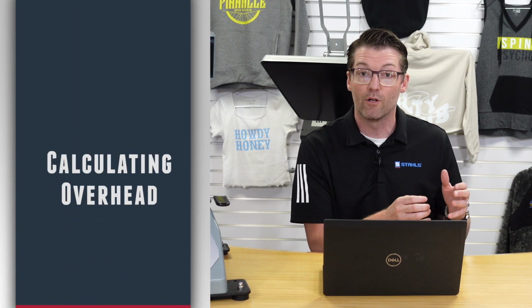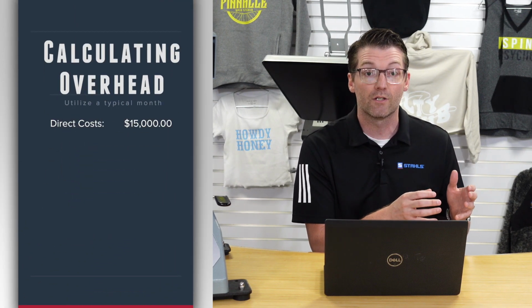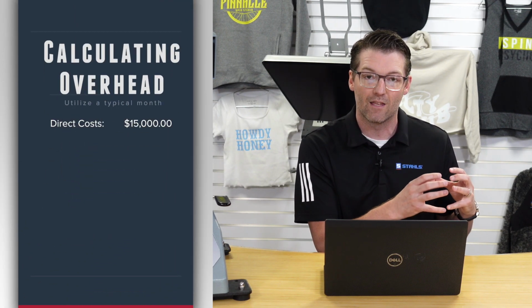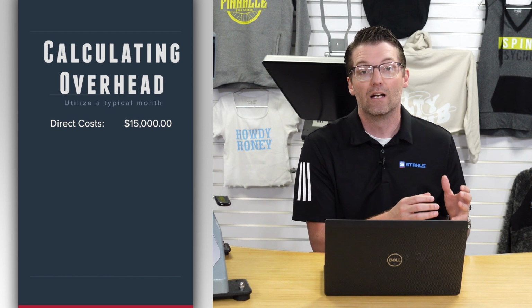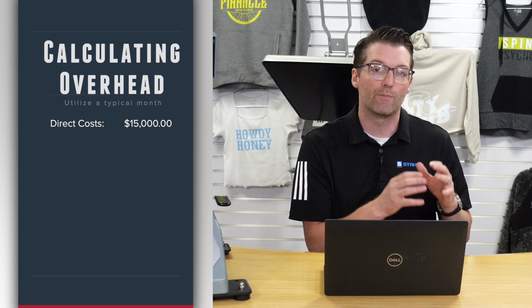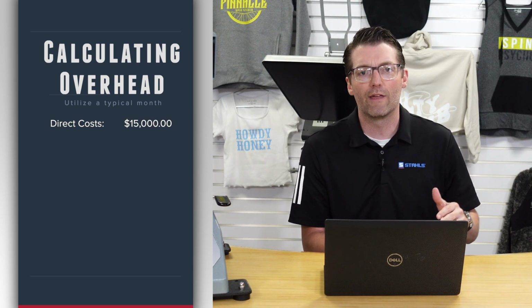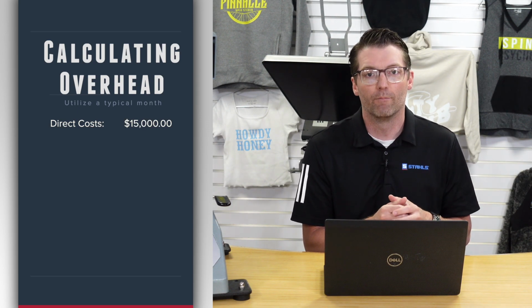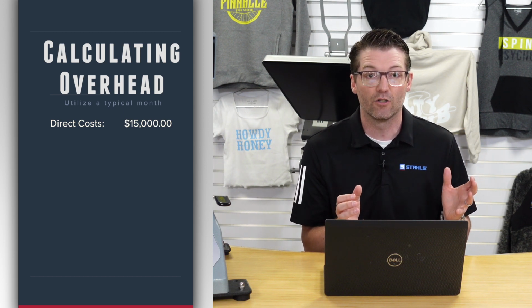What I want you to do is take all of those direct costs, remember the labor, the materials, the transfers, everything that goes into making the thing over that time period. And so let's say we're going to calculate for the month of August all of our direct costs because that's a typical month. And we add all of that up and we get one big number. We're going to say that number is $15,000.